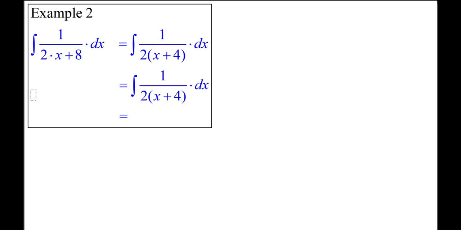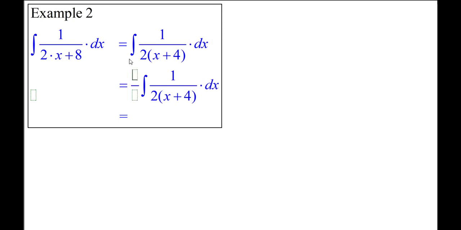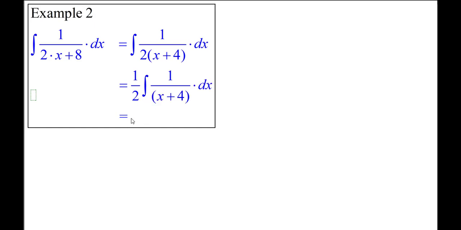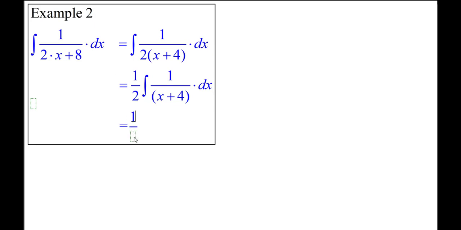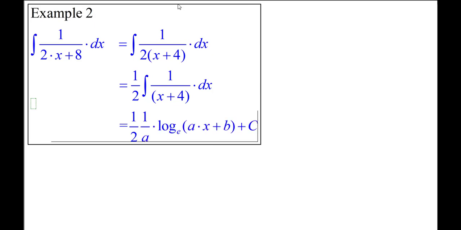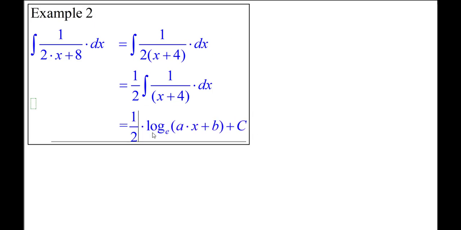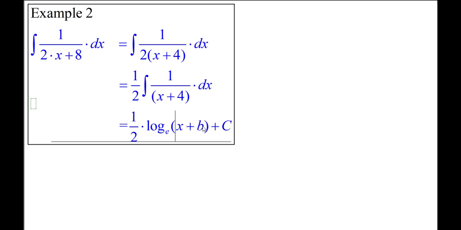So I'm going to write 1 over 2 outside, and then inside the antiderivative sign I should just have 1 over x plus 4. So this is going to be 1 over 2 times log of x plus 4, and I could put it in the absolute value also, x plus 4. Otherwise I can just state that x plus 4 should be greater than 0. So that's what it is. So a should be replaced by x, just x there, and b should be 4. And of course then I put the condition that x plus 4 is greater than 0.